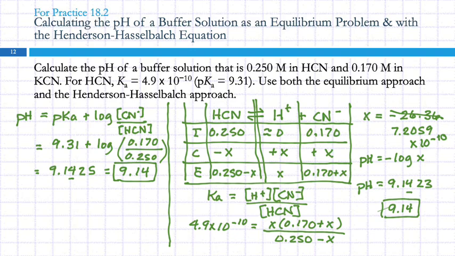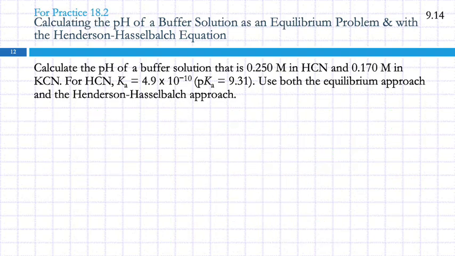Both methods work, provided that X is small. Because when X is small, this collapses, these go away, and this becomes a much simpler equation, and that's how we derived the Henderson-Hasselbalch equation. We just rearranged that and took the negative log of both sides. So most of the time for a buffer, Henderson-Hasselbalch equation works. Any questions? I also am not going to quiz you on spelling or pronunciation of Henderson-Hasselbalch. 9.14.